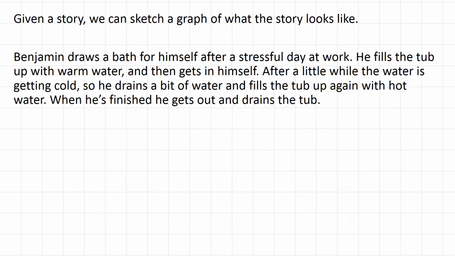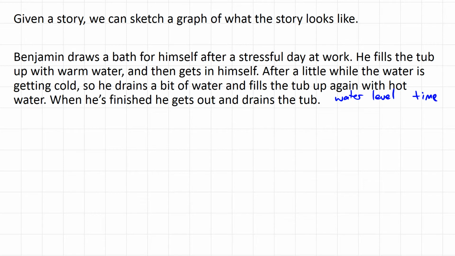So we have to ask ourselves, what could we graph about this story? Well, I think the natural ones are the height of the water in the tub, since we're told quite a bit about how the water level rises and falls. And then the other one is time, that as time goes on, that water level is changing. So the two variables will be the water level and time.